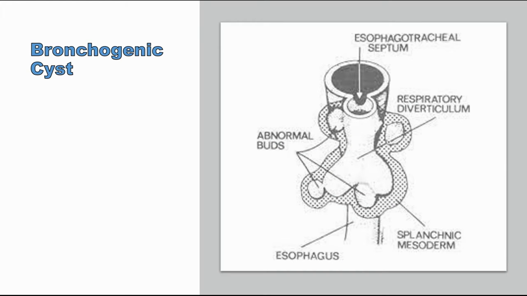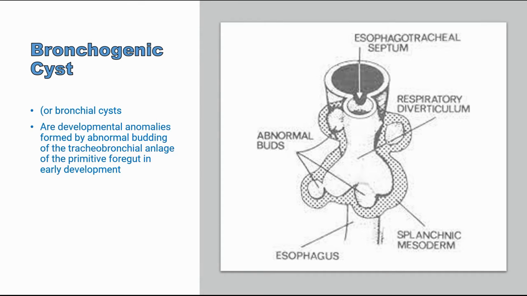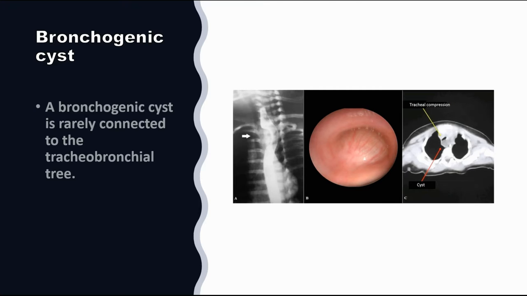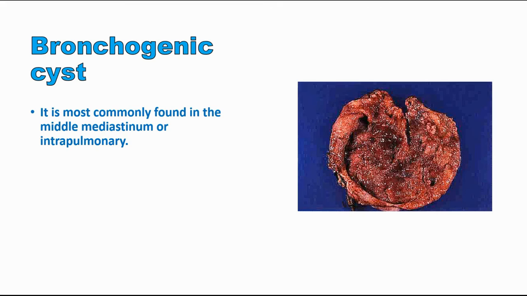So, bronchogenic cysts. As we said, bronchogenic cysts or bronchial cysts are developmental anomalies formed by abnormal budding of the tracheobronchial anlage of primitive foregut in early development. A bronchogenic cyst is rarely connected to the tracheobronchial tree. In the majority of cases it is not connected, but rarely it may be connected. In this case, it is connected to the tracheobronchial tree, and it causes compression of the trachea and causes cyanosis of the neonate and respiratory distress.